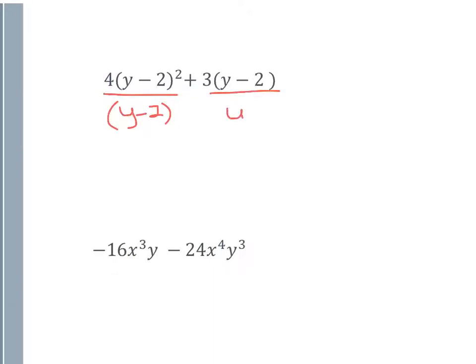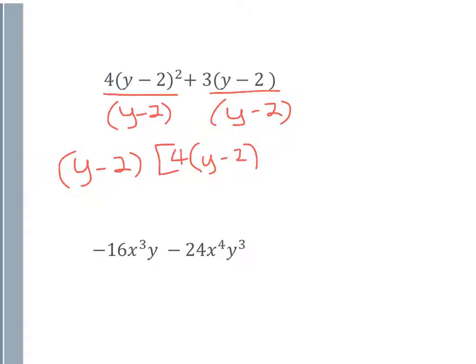So I'm going to divide both of the terms by y minus 2. Now notice on the first term when I divide it, I'm left with a 4 and a y minus 2. The second term, I'm just left with the 3. Now, in that bracket there, I need to distribute and combine my like terms to get my final factored answer. So I'm going to distribute the 4 to the y and to the negative 2.